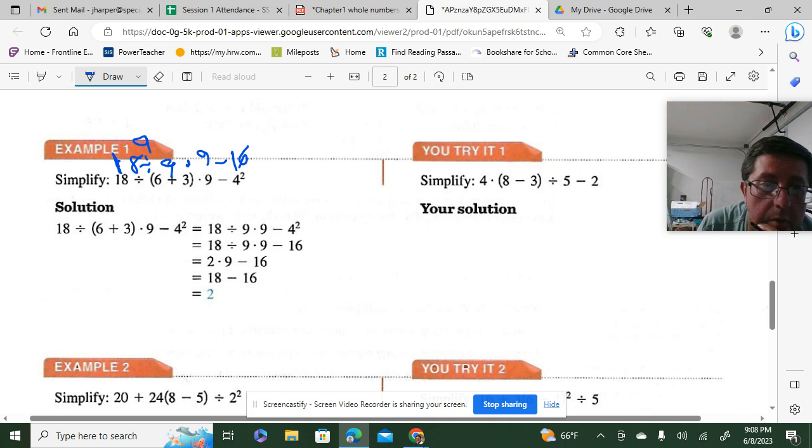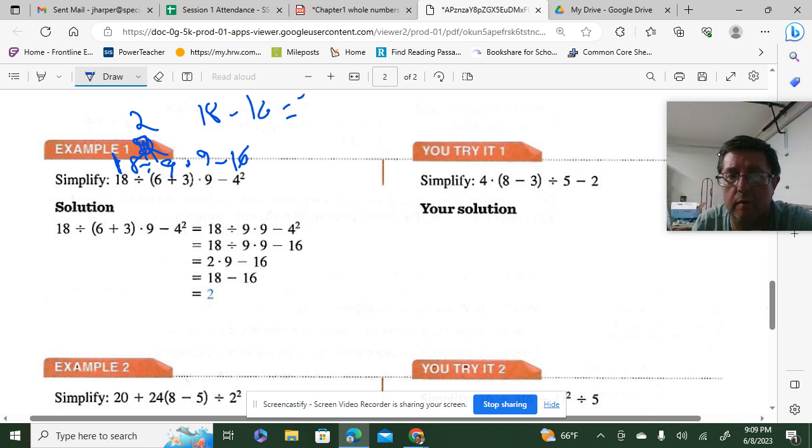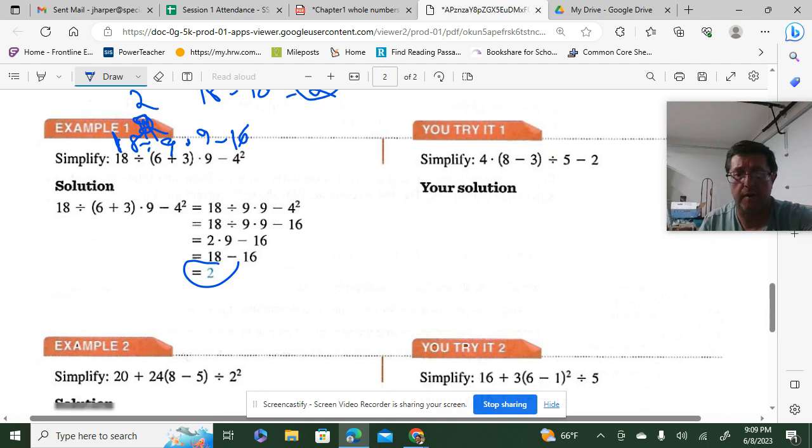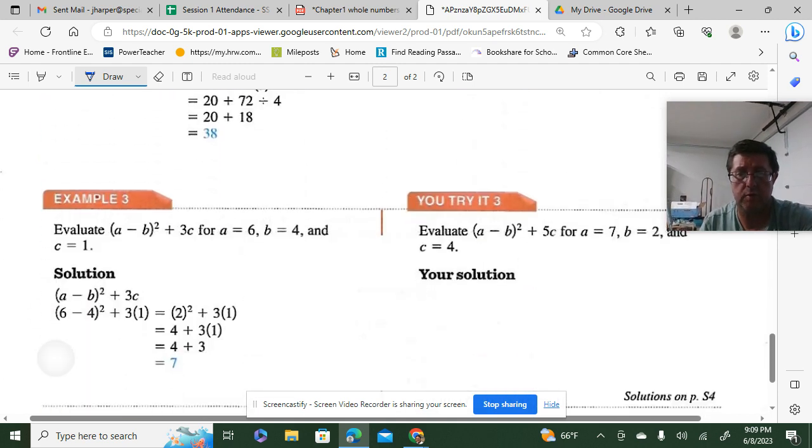So we go 18 divided by 9 is 2. I don't know why I said 2 instead. And we'll just do 2. Okay. So then we go 2 times 9 is 18. Then we do 18 minus 16 equals 2. And 2 is our answer, and 2 is what they get down there. They do it a little bit cleaner than I do it. You can follow their example a little bit more, but that is how you do the order of operations.